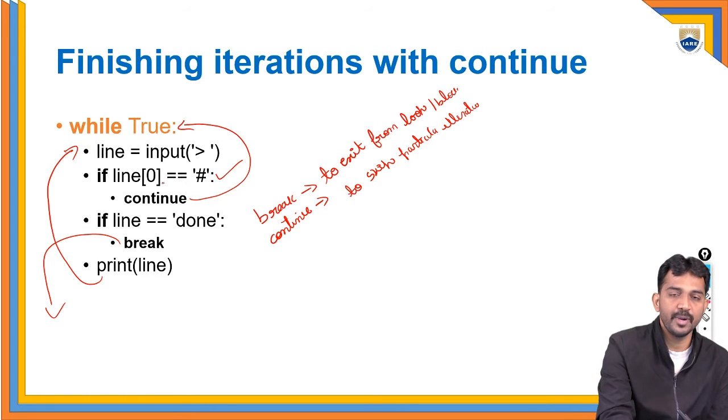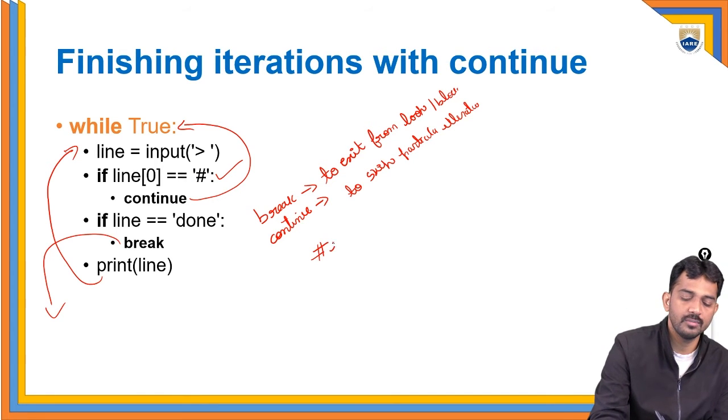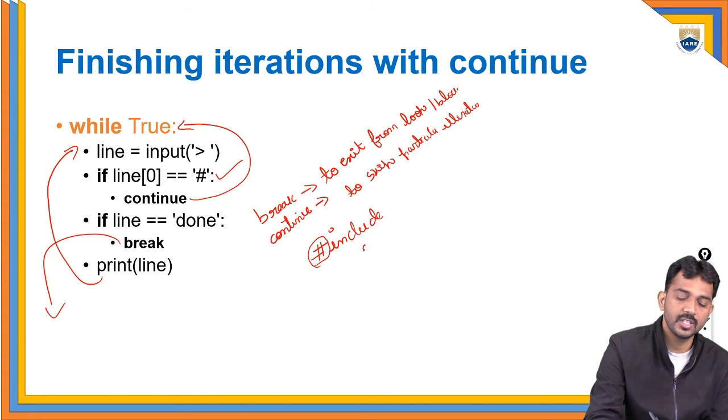If you know this, here we are going to use the simple if. The simple if, what are you going to do? If the first letter starts with hash, suppose I wrote like this, hash include, then what happened? The hash means it skipped the particular statement. Right? It skips the particular statement. Otherwise, if you enter done, then you break the loop.